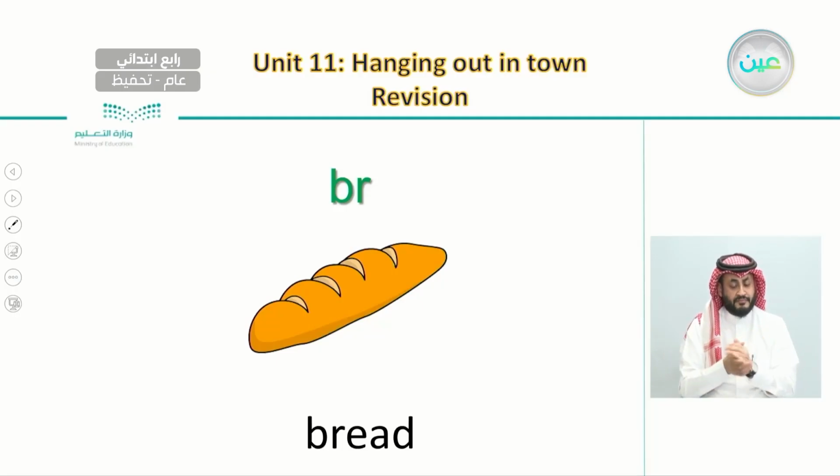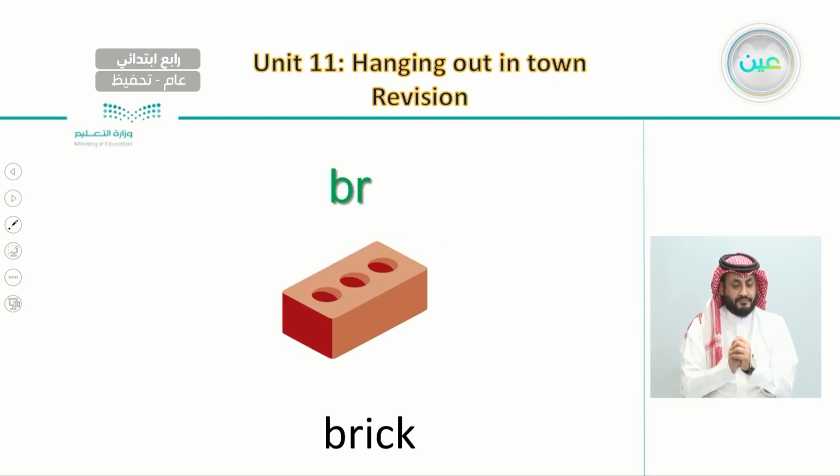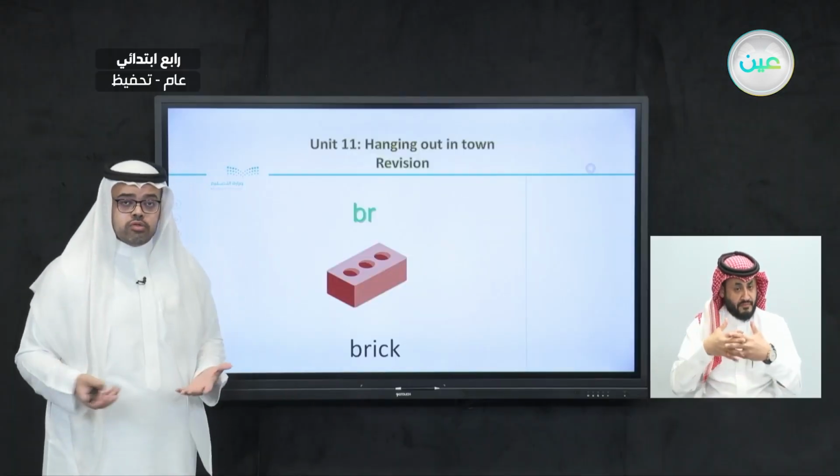Also, the second word with BR is bread. Bread. Say after me, bread. Here we have bread, which starts with B and R, the second blend. Also, the third word we have with this blend is brick. Brick. Say after me, brick. A brick is a kind of stone that we usually use when we are building walls and houses.